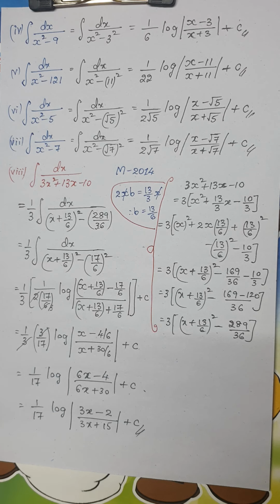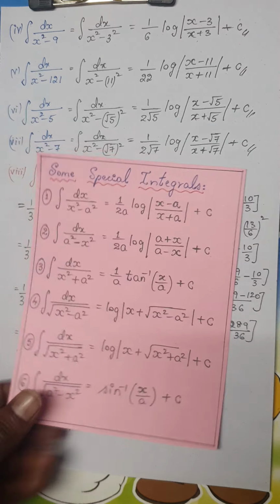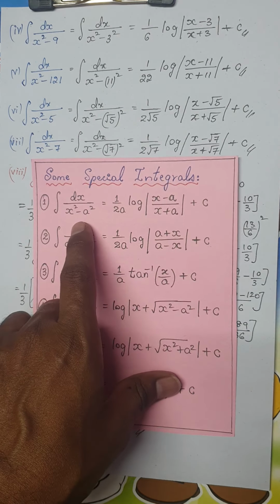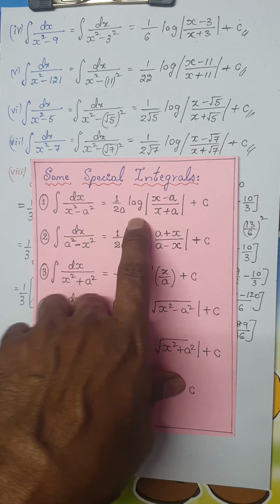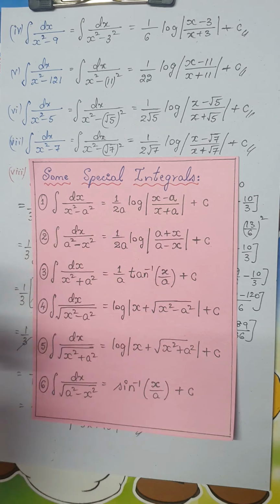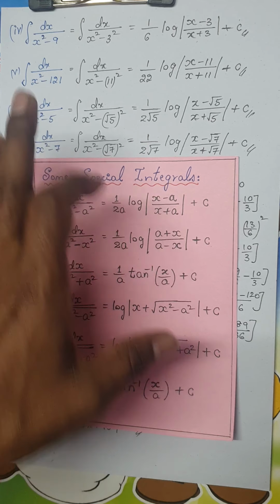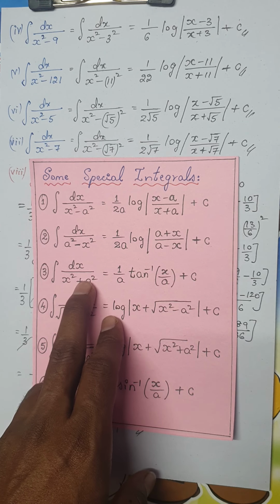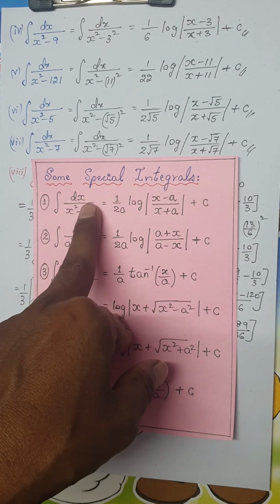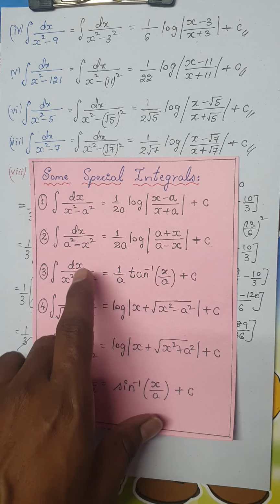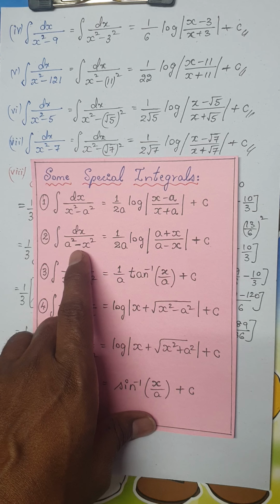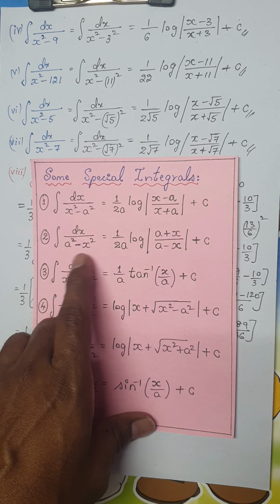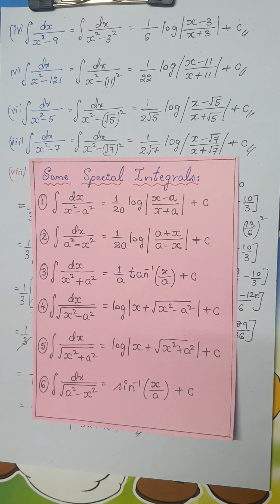So this is the question which is related to dx divided by x square minus a square, which is 1 by 2a times log of x minus a by x plus a. So we have proved this second result along with the problems. The first result I have already done in the previous session. Now we'll go on to the third result, which is dx divided by a square minus x square. Are you ready?